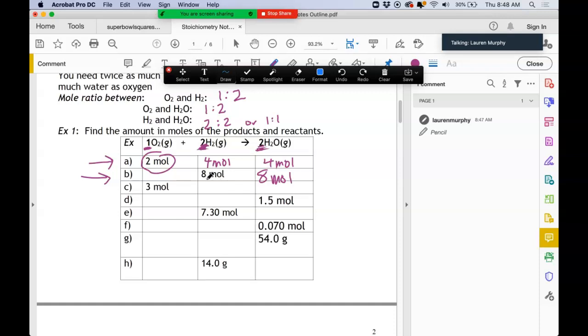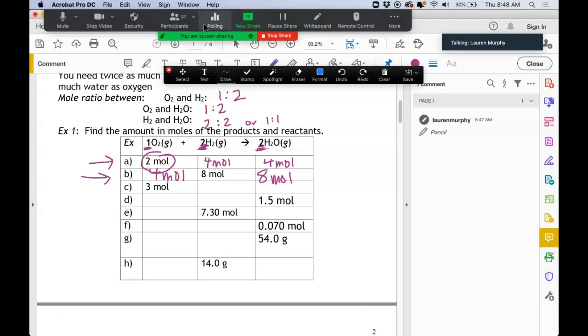Now, visually, what is the oxygen going to be? Well, if this is a 1 to 2 ratio, whatever you have here, this number is double that. So that's going to leave this as 4 moles. 4, and then doubled is 8. But let's look at it mathematically.